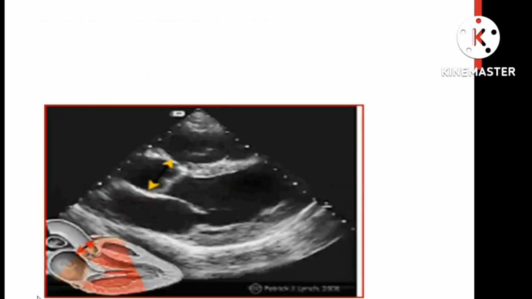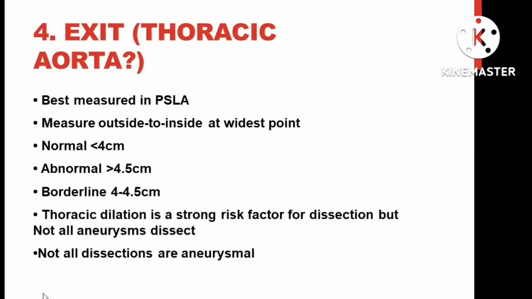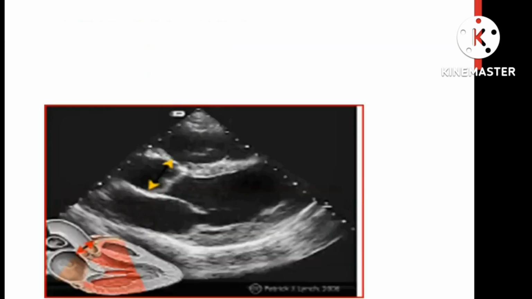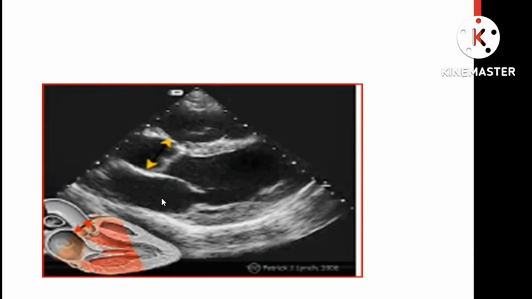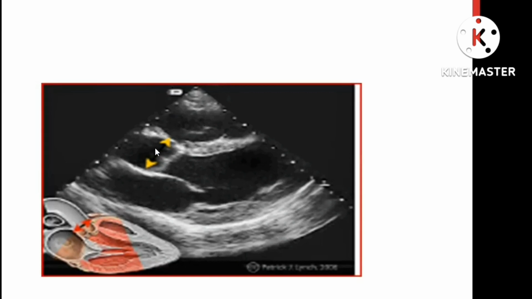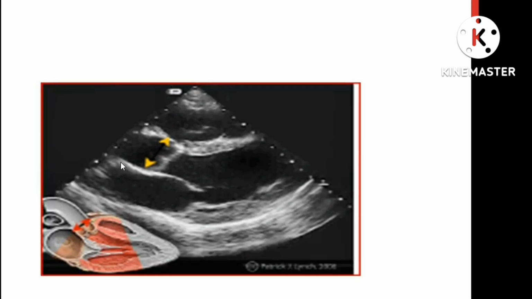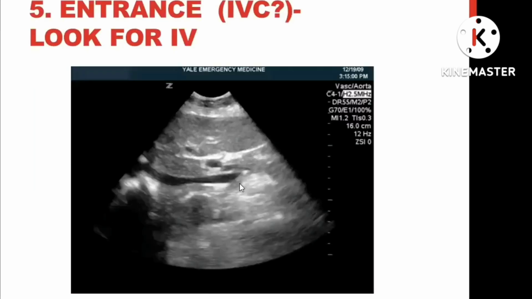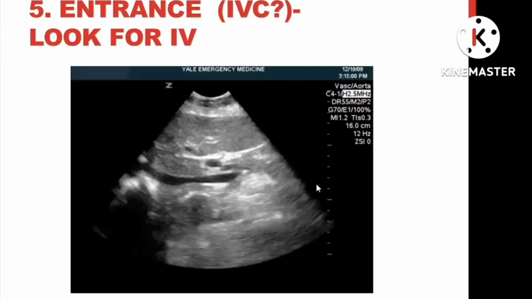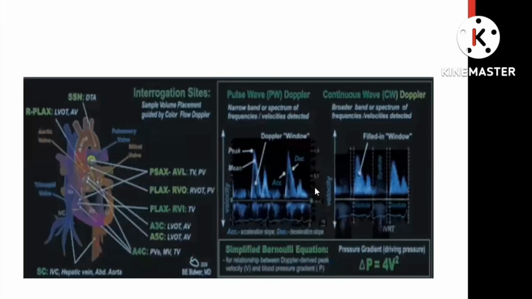So you see here, what is this view? Okay, the probe direction is here. This is the left ventricle. What is this? So you measure here, and if it is more than 4.5, it tells you that higher up there is some problem. Entrance is the IVC, it's common for you, so I won't go into detail.